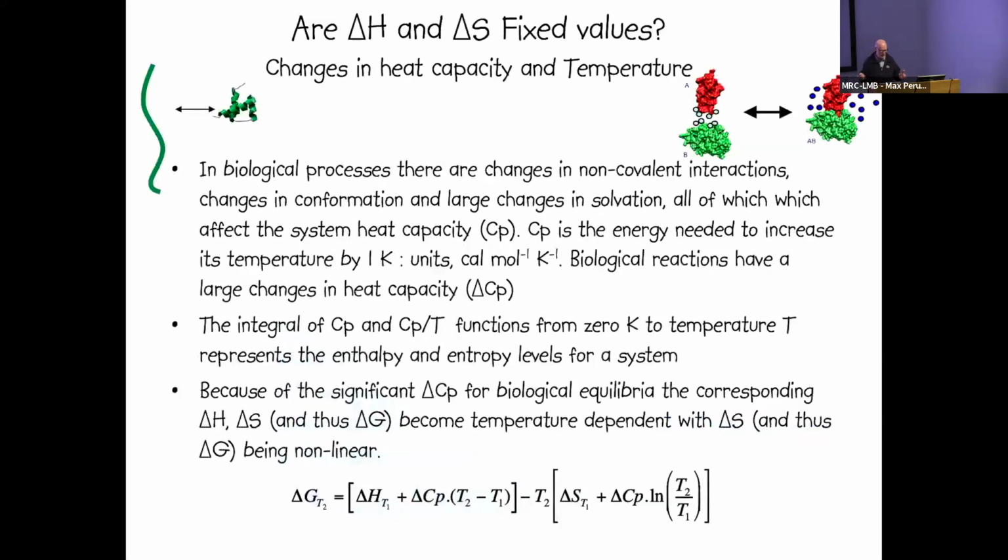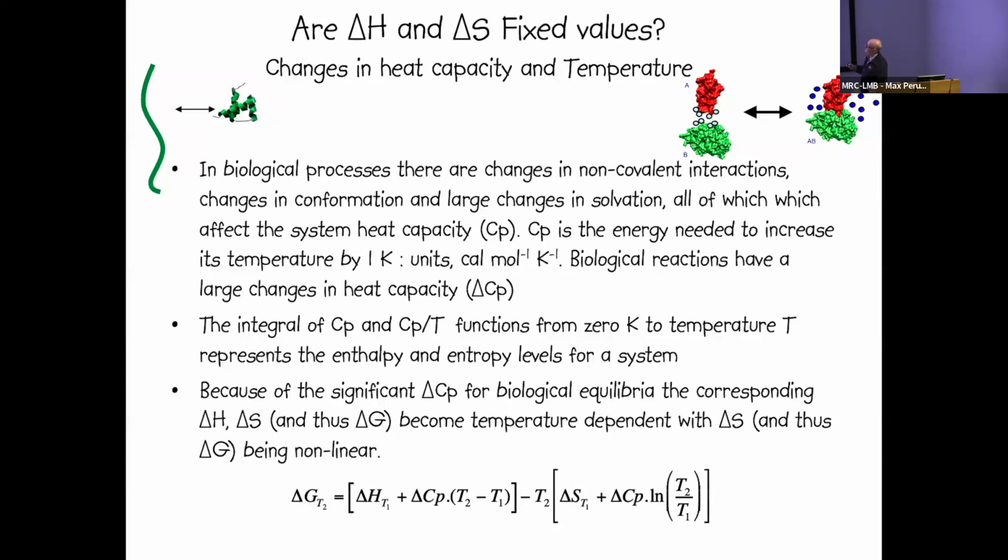So these parameters, enthalpy and entropy, are they actually fixed? Well, no, they're not, because particularly in biological processes, there are obviously changes in non-covalent interactions. There may be changes in conformation, and associated with all of this, there are going to be large changes of solvation of the system. And all of these things affect the heat capacity of our reacting components.